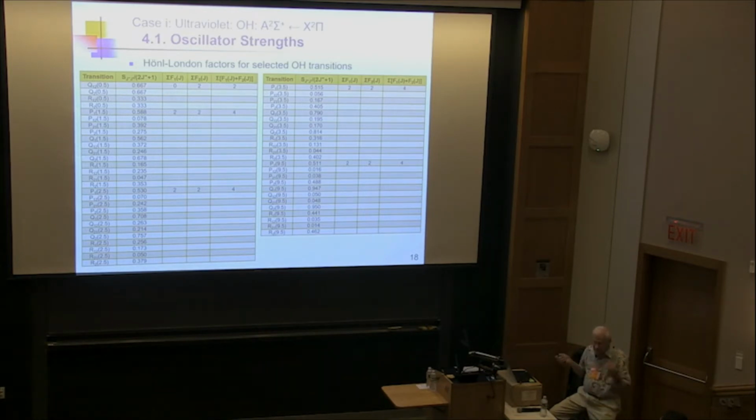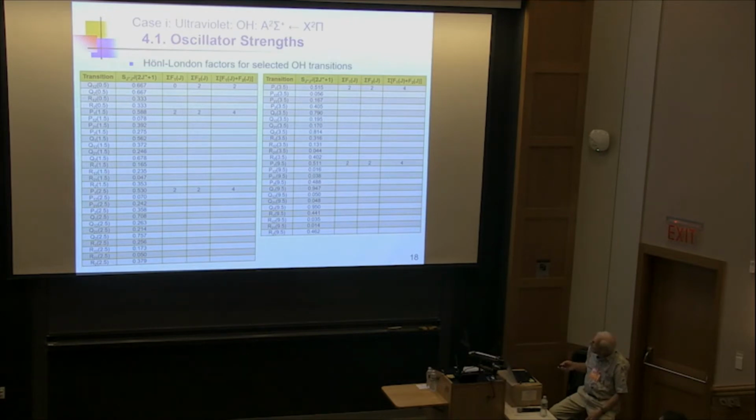Because there's 4, that's the 4 that comes out to play. So basically, there's 2 in the F1 and 2 in the F2. So this is the notation for all the allowed transitions for J of 9.5. Remember, J can have 2 different values of N. You can have 2 different values of lambda doubling. So you have to keep track of all these possibilities.